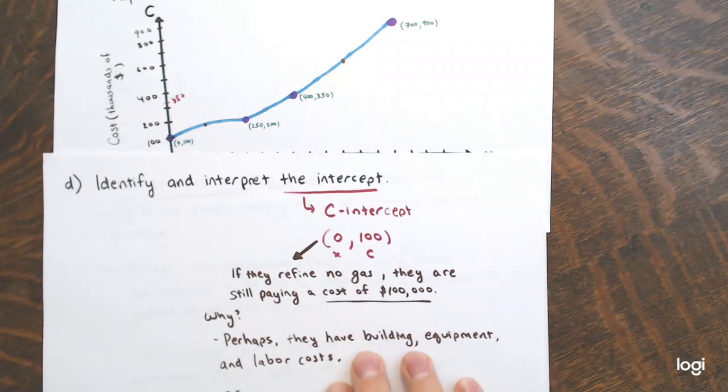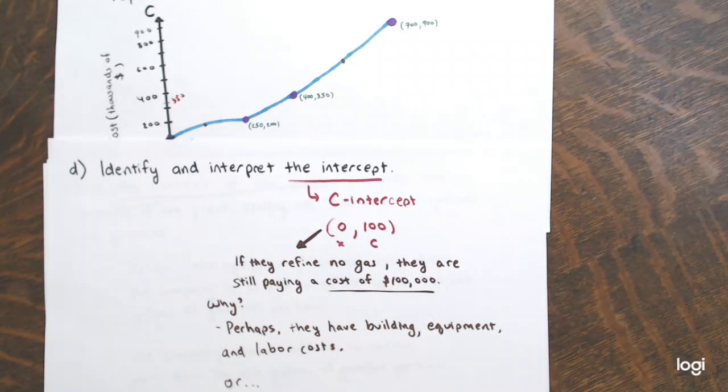So this is really all I would probably have to say, is that perhaps there were some building costs, equipment costs, machinery costs, labor costs, taxes, maintenance fees, whatever they needed to pay before they even started the refining of the gas. So I hope that makes sense. And again, this is just one example of many, many graphs you will see out there.